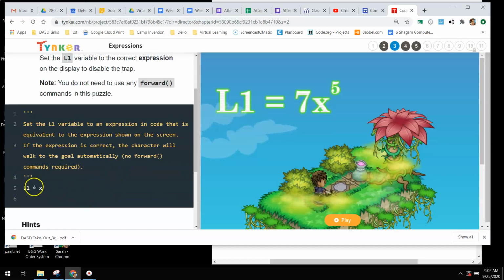Trickier Trap 2 is a little bit more involved. If you look at this, it's 7 times x to the 5th power, which is really x times x times x times x times x.